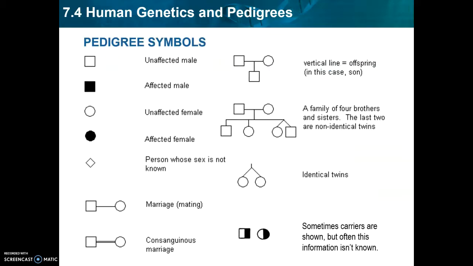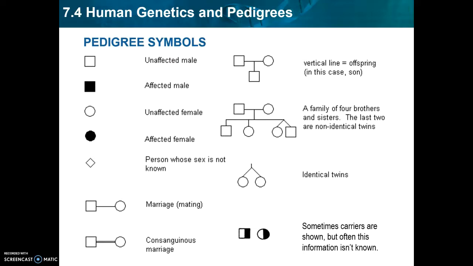These are the symbols that you would use on a pedigree. A square is going to represent a male, and a circle represents a female. If we shade that square or circle in, that would indicate the person has the trait that you're interested in. So we would call that an affected male or affected female.